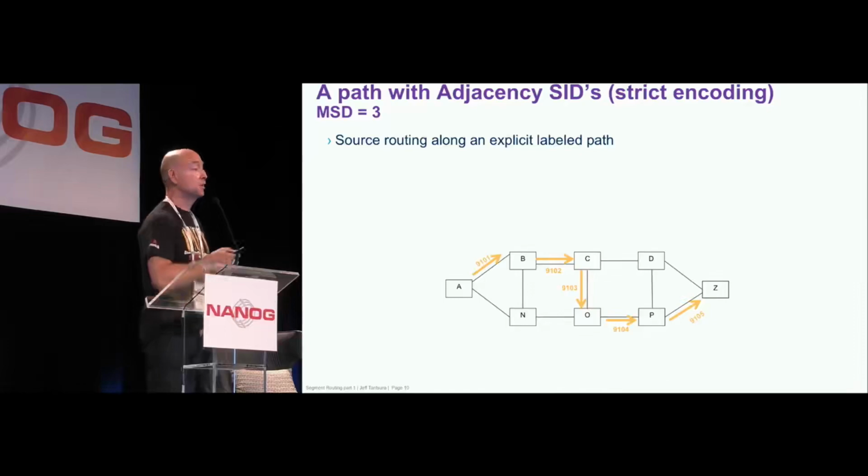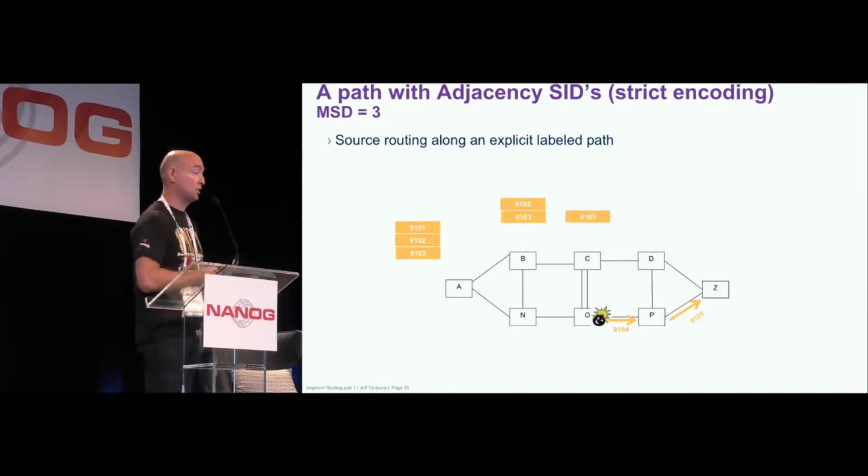Same network with an MSD of 3. Obviously, I'll encode 3 labels because this is the only thing I could do. And when I come to node O, which will pop the last label, I'm going to drop the traffic. So knowing the MSD when computing the path is crucial if you want to deliver service properly.